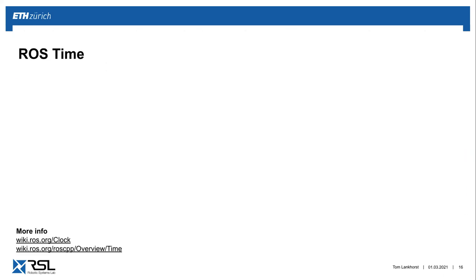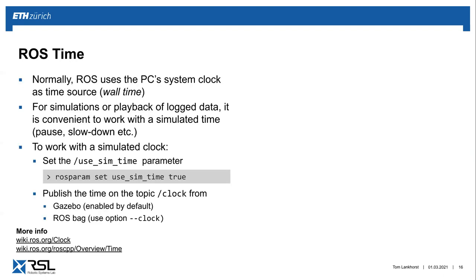Now there's the concept of ROS time. Normally, ROS uses the PC system clock as the time source, and they call that wall time. That's because they refer to the clock at the wall. For simulations of playback or log data, it is convenient to work with a simulated time, however, because you can then pause the time or you can slow down the execution of the network.